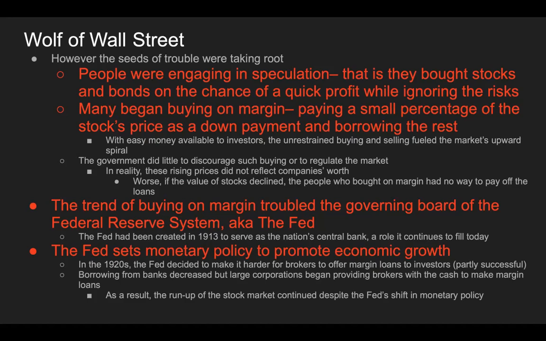That was partly successful. Borrowing from banks decreased, but large corporations began providing brokers with the cash to make margin loans. So now you have banks and large corporations providing that money so that they can get more money for their stock. A little insider trading, don't you think? As a result, the run-up of the stock market continued despite the Fed's shift in monetary policy, which was slightly working.